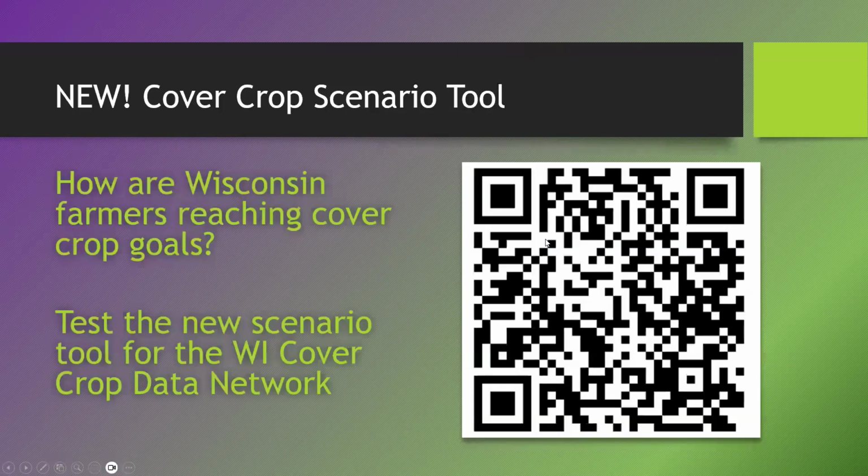And on that same note, as part of that work, we just created a cover crop tool that works as a scenario tool, where if a farmer is looking for a specific goal, for nitrogen fixation, for example, they can go on that tool. There's a QR code on the screen if you want to check it out, and the tool will tell them which cover crop would work best. So this tool is still in development.